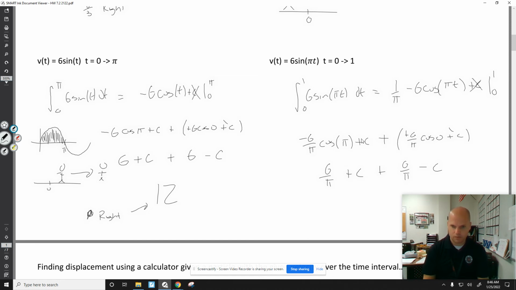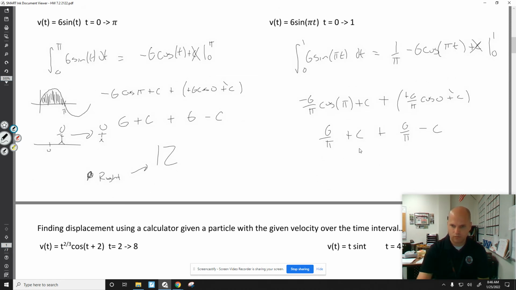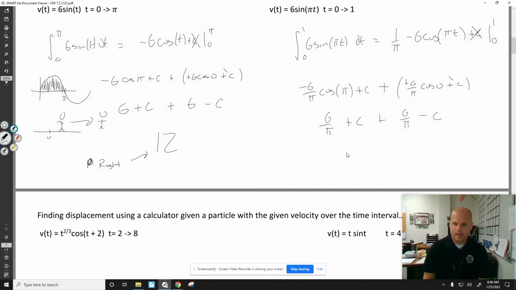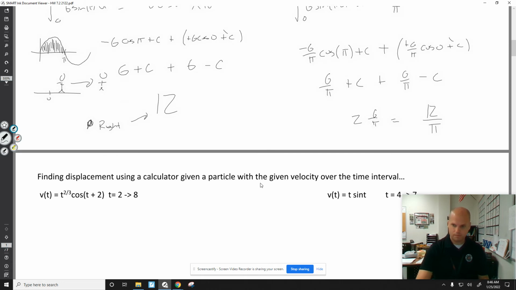Don't need the c to begin with, but I'm just going to keep putting it in so we don't forget about it. And I have 2 6 over pi's, which is 12 over pi. Okay, and that's our displacement. That's our change in position. That's how much my guy moved.